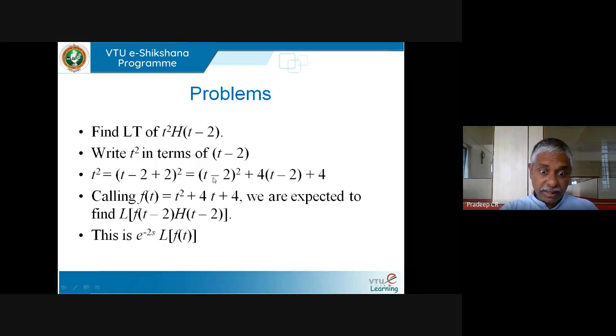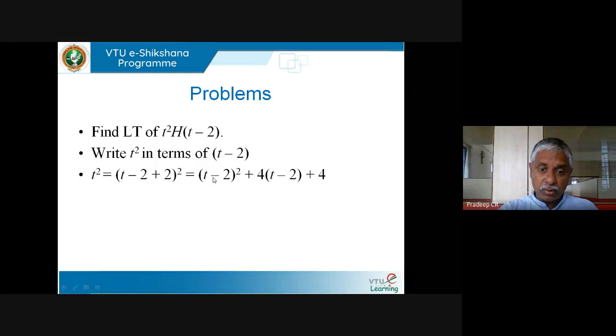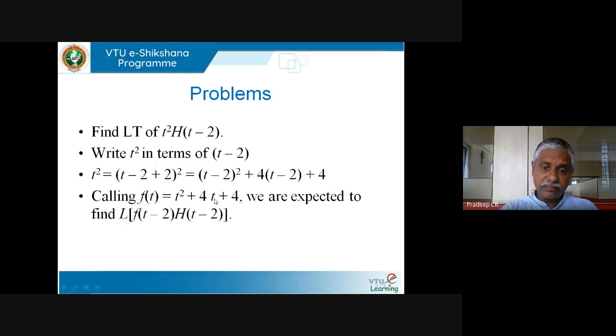Now, if I take f(t) equal to t square plus 4t plus 4, where did I get this from? This square plus 4 times the same thing plus 4. So that's why I get t square plus 4t plus 4. If I take f(t) to be this, we know f of (t minus 2) is the same as t square. That's what this line says. So I'm supposed to find L of t square into h(t minus 2), which is the same as L of f(t minus 2) into h(t minus 2).